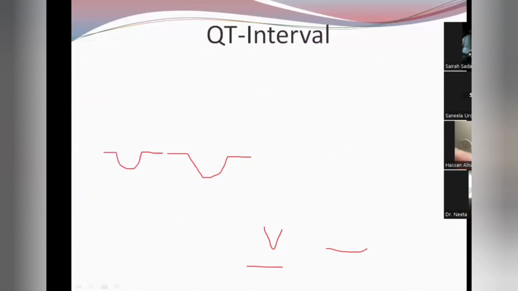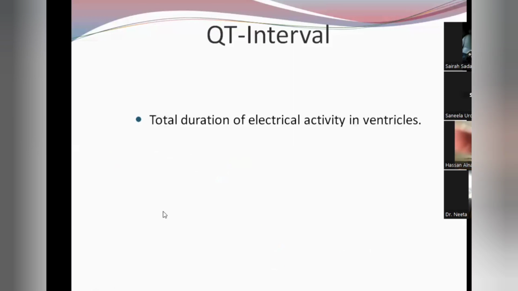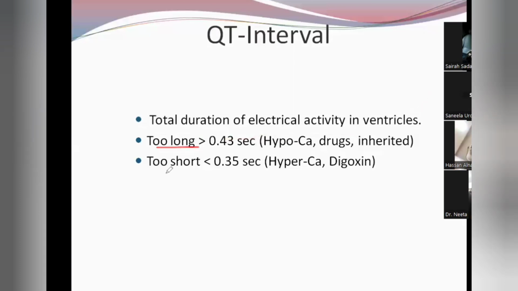QT interval, total duration of electrical activity. Okay, QT interval. It shows the total duration of electrical activity in the ventricles. PR interval was the total duration of electrical activity in the atria, and QT interval is the total duration of electrical activity in the ventricles. It may be too long, it may be too short. A duration of 0.43 seconds is too long, and less than 0.35 seconds means it is too short, and different electrolyte abnormalities or different drugs can cause these changes.